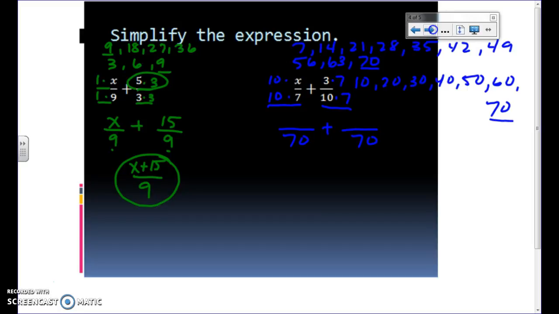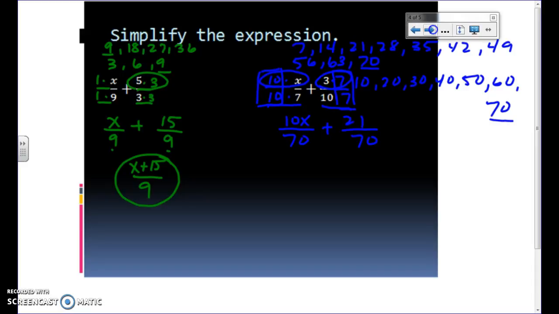All right. And so you can see that here, this fraction, 7 over 7, is the same as 1. This fraction here is 10 over 10, which is also 1. And so I'm just multiplying each fraction by 1. So it's not changing what it's worth, it's just going to change what it looks like. So I'm going to go ahead and do my 10 times x, which is 10x, and my 3 times 7, which is 21.